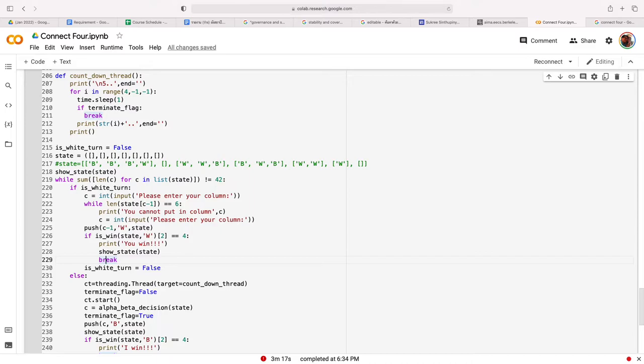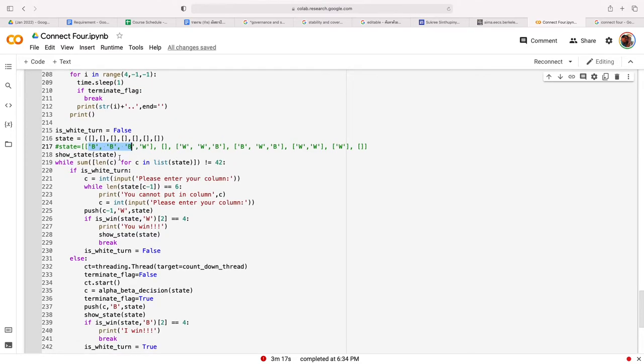This one, I start with the state that is just only empty state. It has 7 columns, and if we place some black and white in any stack, in any column, it will be like this. So it is black and white. Once you have to start it, this one is the start state, so nothing here.